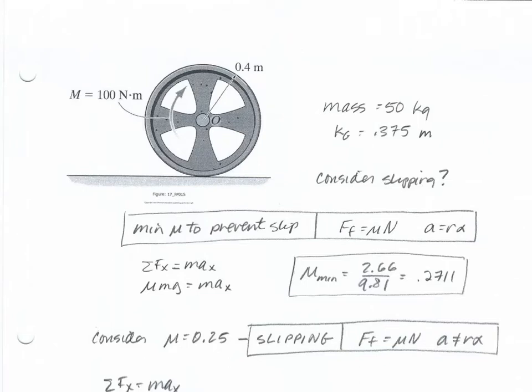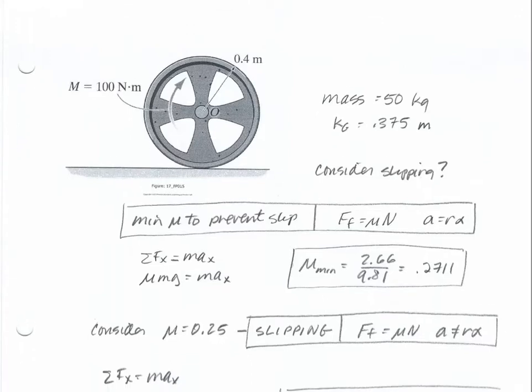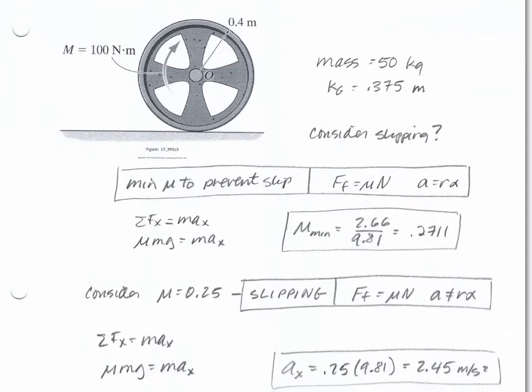So let's consider slipping in the same problem, and we're going to say that the mass is again the same and the radius of gyration is the same, but in order to establish a slip condition, let's find out what the minimum mu to prevent slip might be. In that case, we know that the force of friction is mu N and a equals R alpha at the same time. We can use either the moment equation or the force equation to find out what that minimum mu is. In this case, I'm just using the force equation.